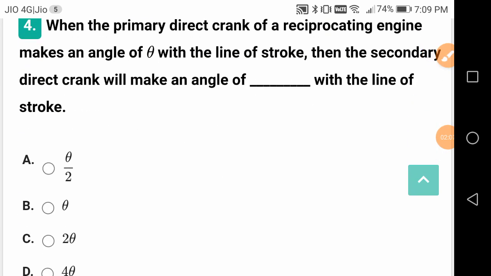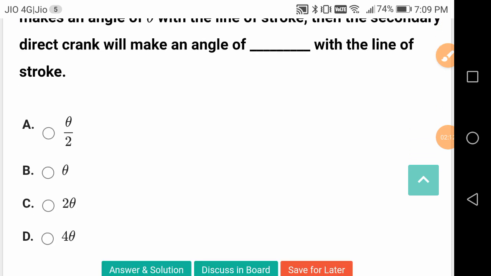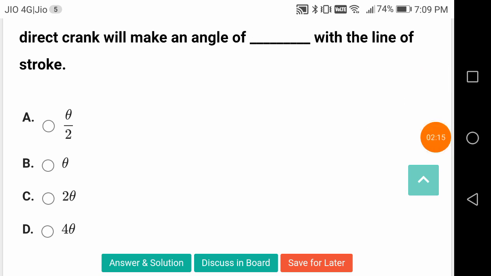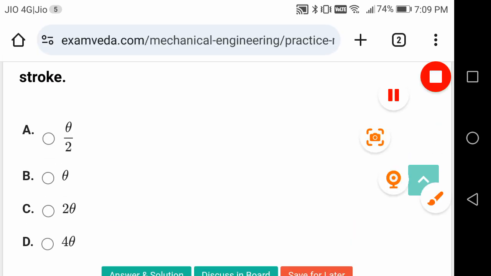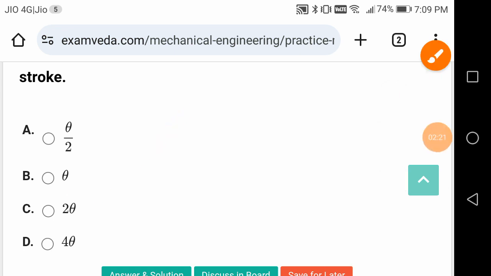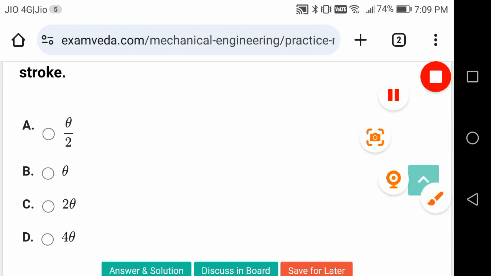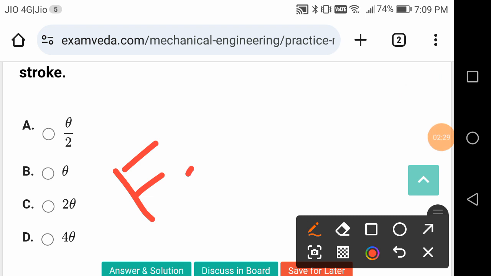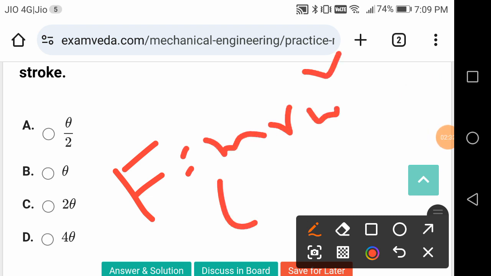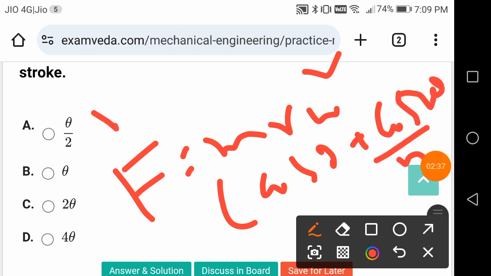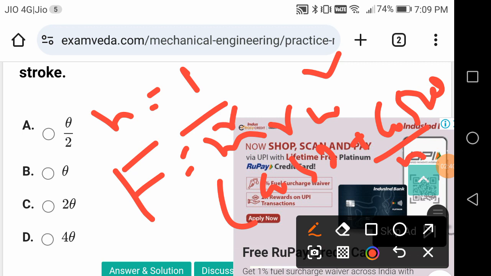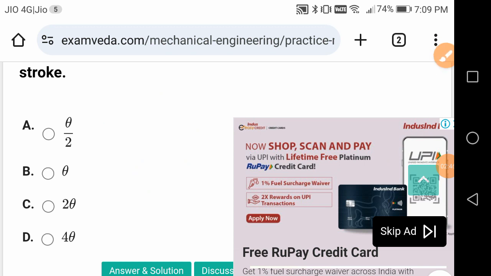When the primary direct crank of a reciprocating engine makes an angle theta with the line of stroke, then the secondary direct crank will make an angle of 2 theta. Total reciprocating force is equal to m r omega square into (cos theta plus cos 2 theta by n), where n is equal to l by r, the ratio of connecting rod length to crank radius. So with 2 theta, you can see that secondary forces will have double the frequency.